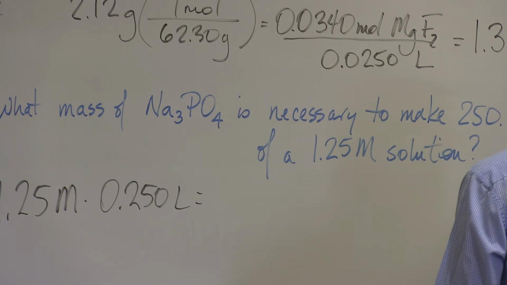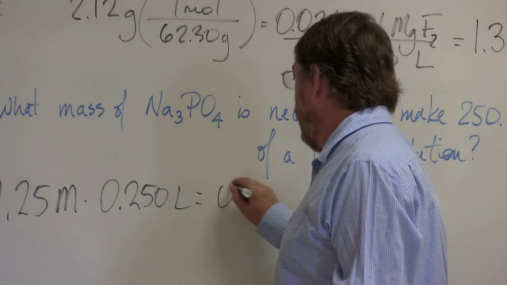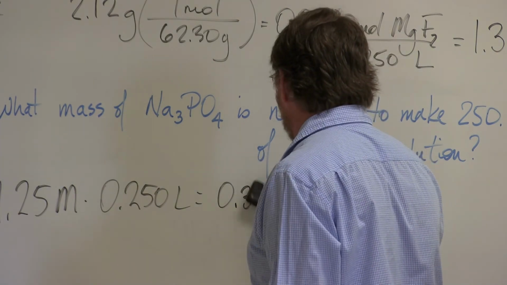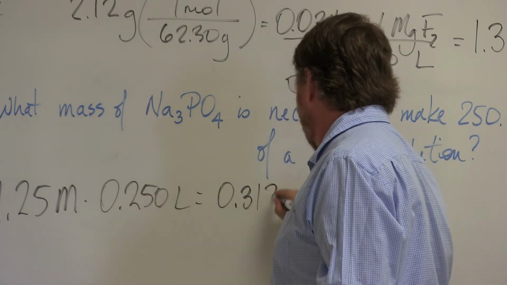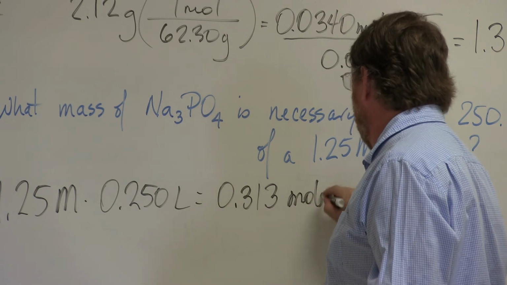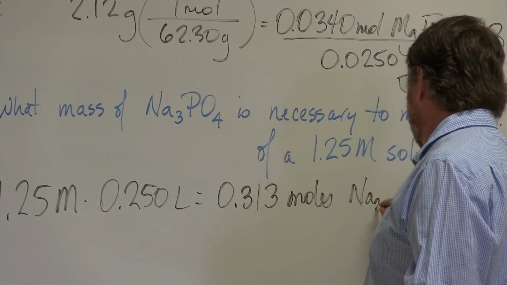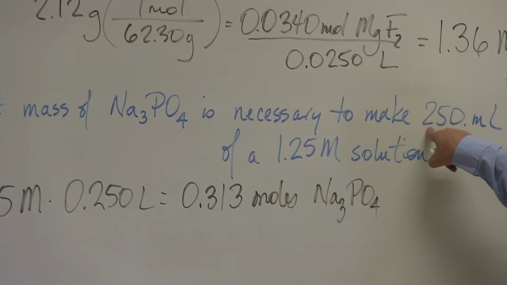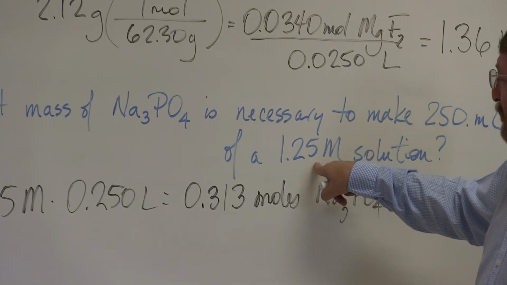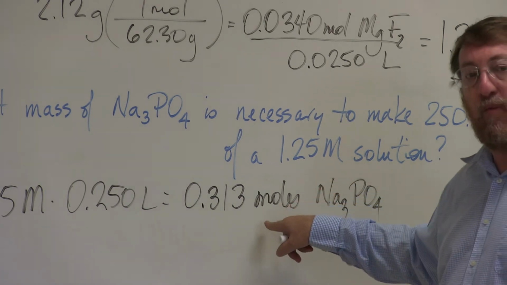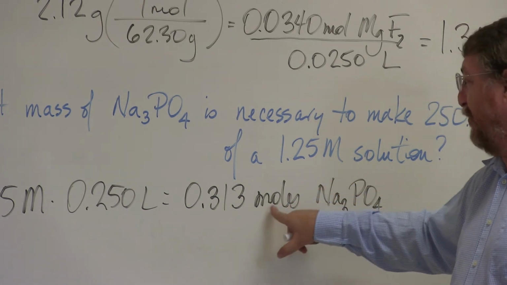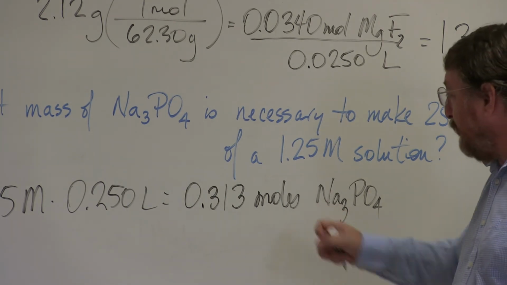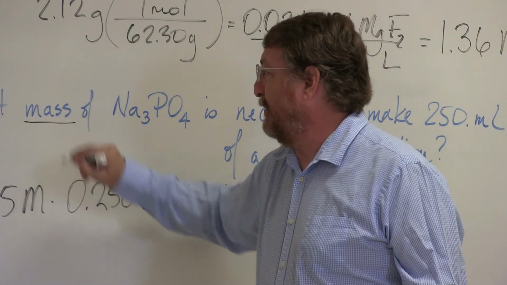Multiply those two together, and I get 0.313 moles of sodium phosphate. So if I have 250 milliliters of a 1.25 molar solution, it will contain 0.313 moles of sodium phosphate. The rest of it's water. So we know that. We would know the mass. That's what we were trying to find.